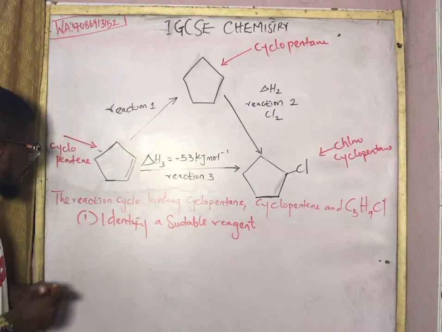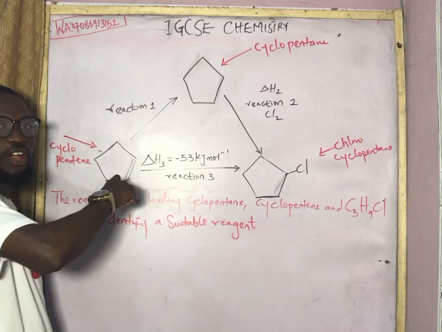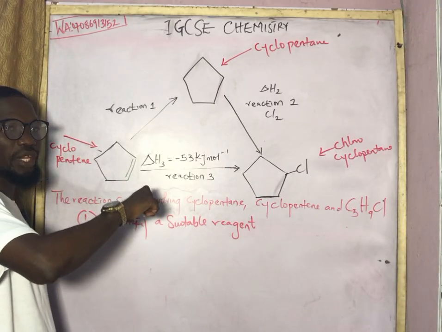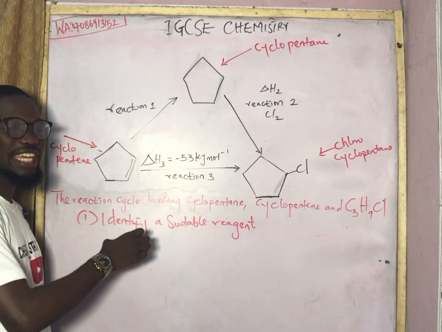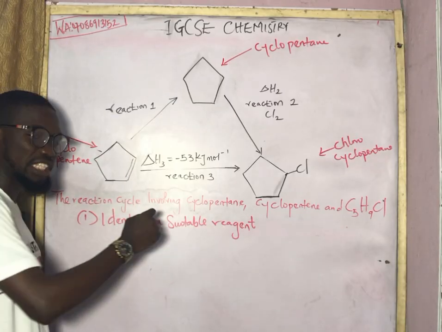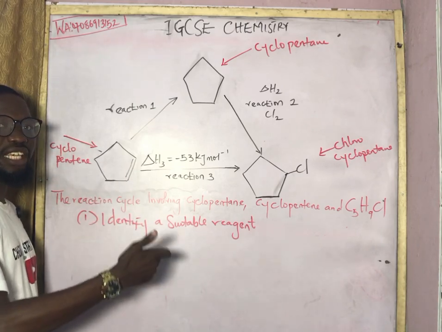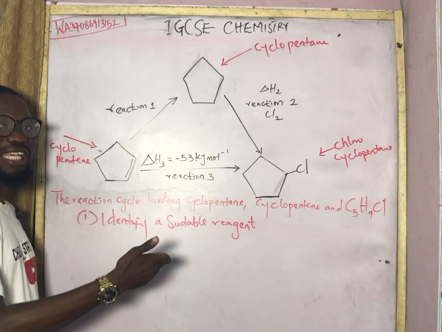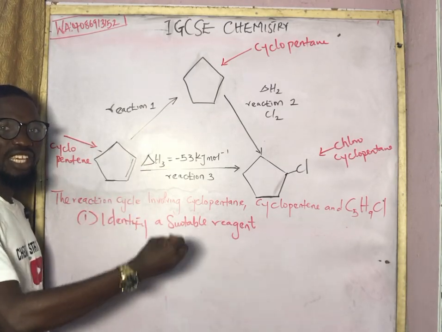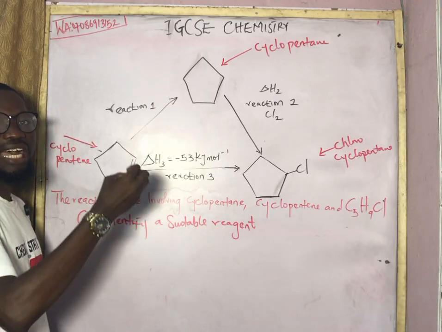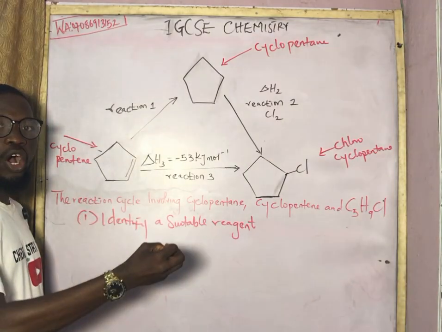Now, the first question asked is to identify a suitable reagent. Before you identify a suitable reagent, there's one thing you need to identify: the kind of reaction here exists based on the reagent. And what is that reagent used? Not one thing. HCl is added across the double bond of an alkene. I'll repeat: HCl is added across the double bond of an alkene.